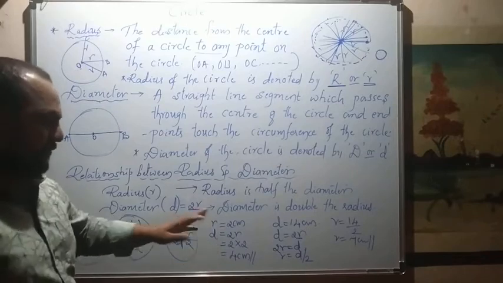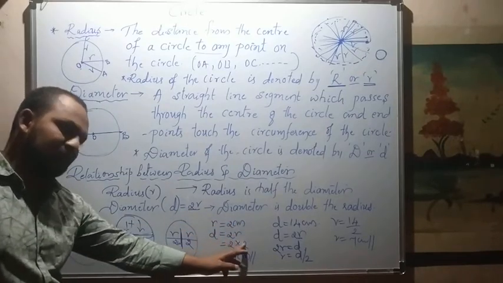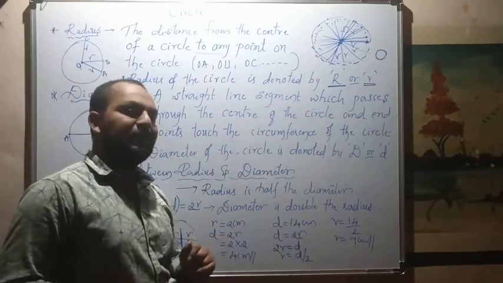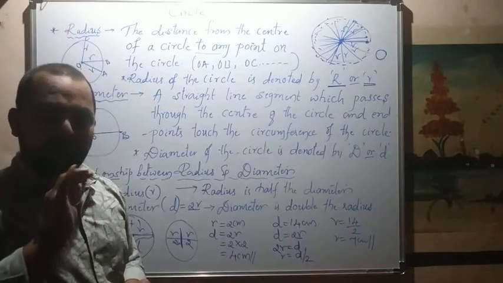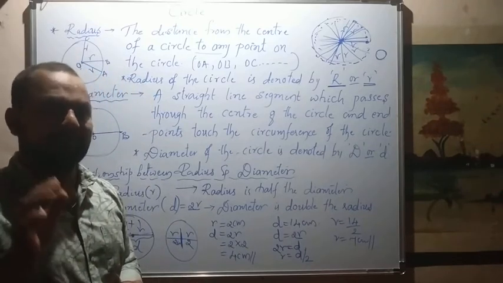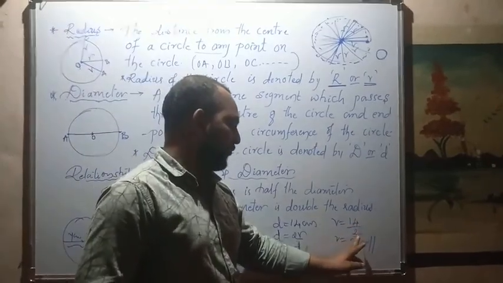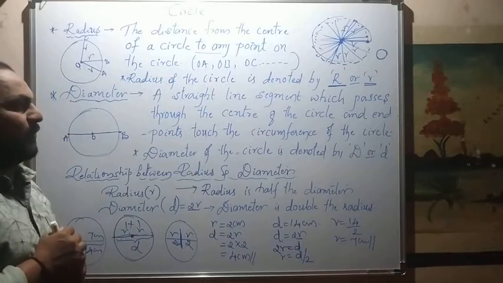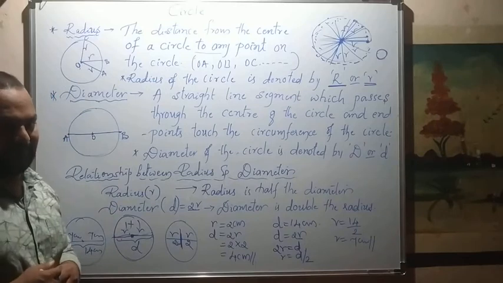Okay, write examples. The radius is 2 centimeter, the diameter is 2 times the radius, that is 4 centimeter. I have taken the diameter as 14 centimeter, and I need the radius. If the diameter is 14, the radius is half of the diameter, that is d by 2. It means 14 by 2 is 7 centimeter. This is the relation between the radius and the diameter. Okay.